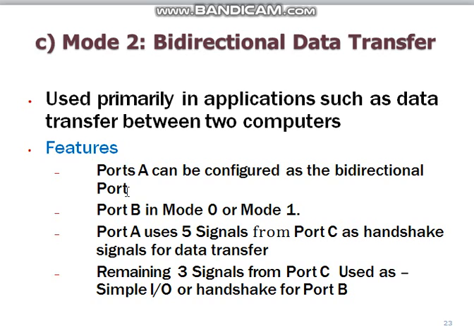So here, port A is configured as the bidirectional port. Port B will be operated in mode 0 or mode 1. And port A uses 5 signals from port C. Here again, handshaking plays a role, and 5 signals from port C will be taken for handshaking for data transfer. The remaining 3 signals will be used as an input-output port.